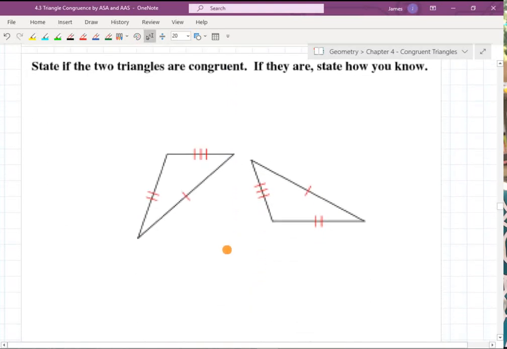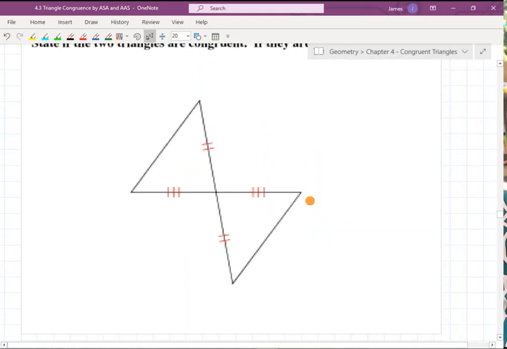What about those two? Side, side, side. What about those two? Side, angle, side. You get the vertical angles again.